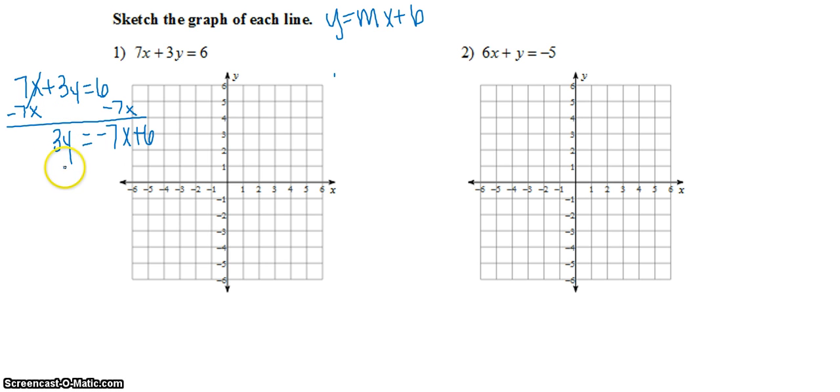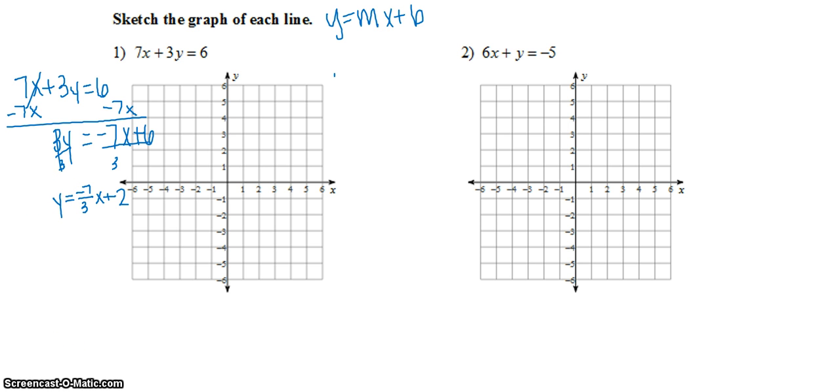To get the y by itself, I'm going to divide everything by 3. So when I do that, this 3 cancels. I have y equals, I have to do my negative 7x divided by 3, so that's going to be negative 7 over 3x, since that does not simplify, and I have to divide that 6 by 3. And 6 divided by 3 is 2. So now I have negative 7/3 x plus 2.